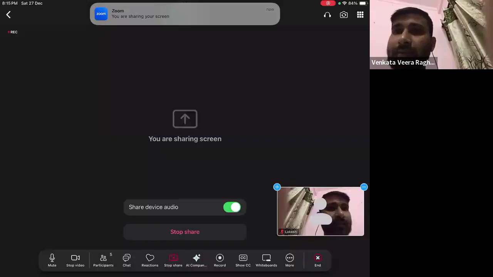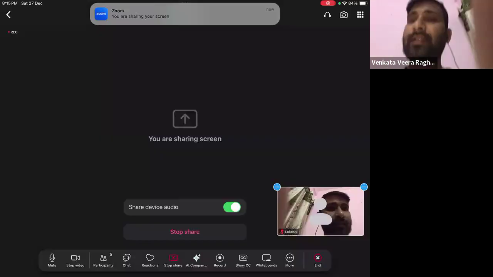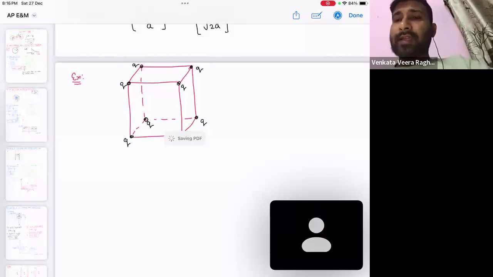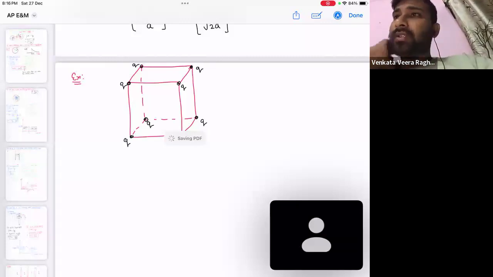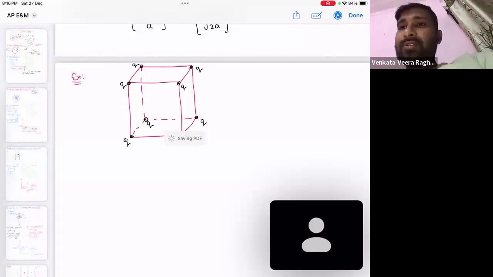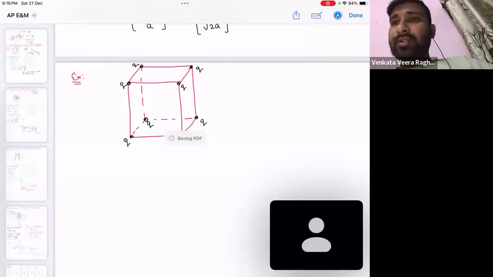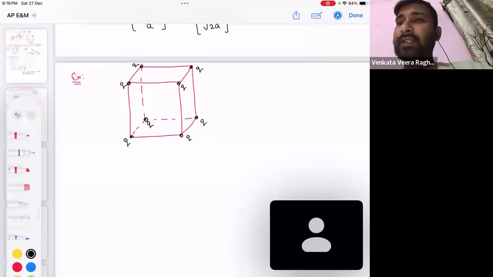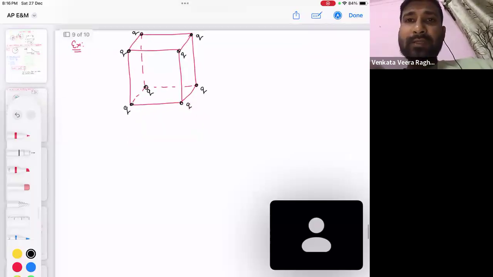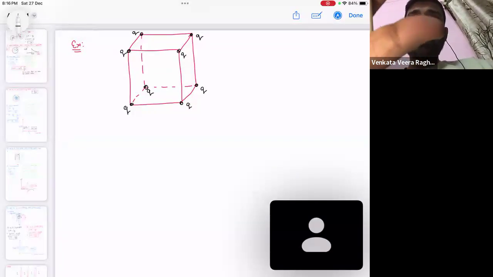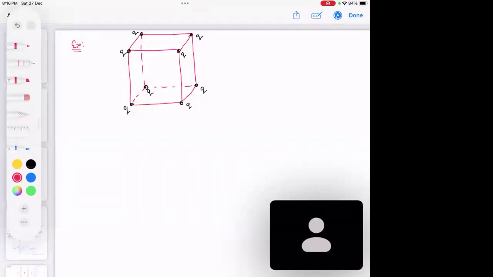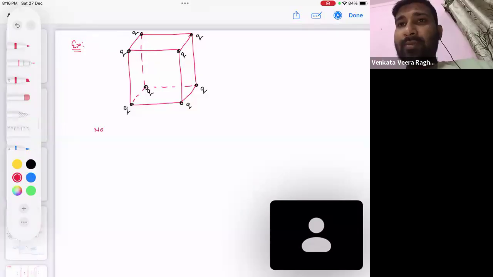Okay, so let's continue. This is the example I have given, that there are 8 charges at the 8 corners of a cube. Now we have to find out the total potential energy of this configuration. Can you tell me how many pairs will form first, so that when we write those terms, we will not miss any of the pairs? 28. Right? How many pairs are going to form?